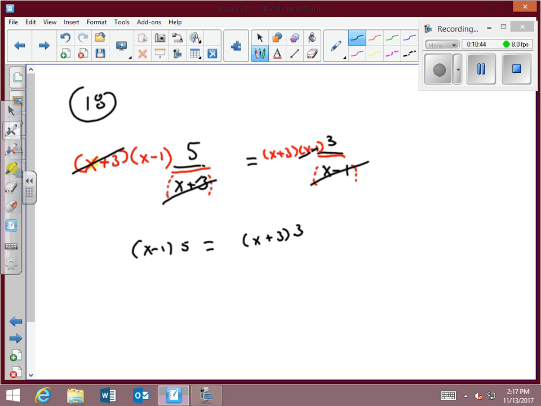Then you have to distribute the left, 5x minus 5 equals 3x plus 9. Move the variables left, 2x, constants right, 14, x has to equal 7. Hold on a second. Say that what? Hold on just a second.